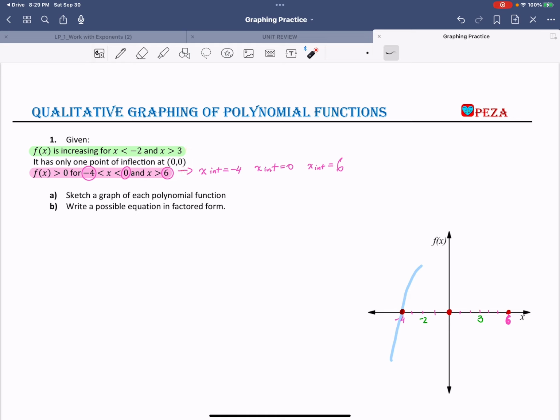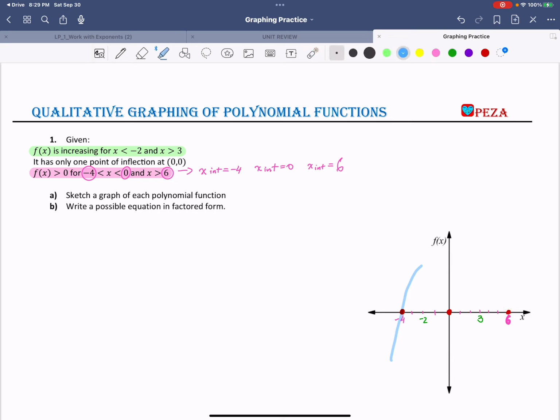And then it is also increasing for x bigger than 3, which means that up to x equals 3, probably the function is at a lower value, and then it starts increasing. Now, I have a clue in here that the x-intercept is right at this point, and the function will be above the x-axis.